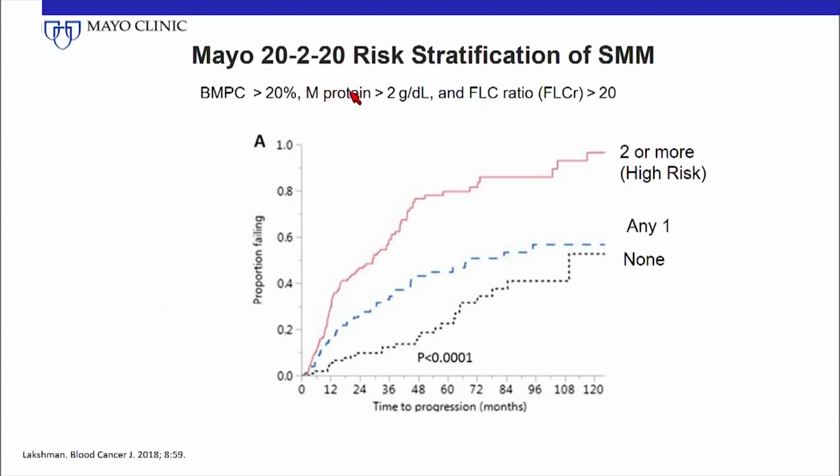Here is a new risk stratification system that was proposed as the Mayo 22. Patients who have a bone marrow plasma cell percentage more than 20%, M protein more than 2 grams, and free light chain ratio more than 20. You can see here, if all 3 are abnormal, you have a much higher risk of progression than if nothing is abnormal.